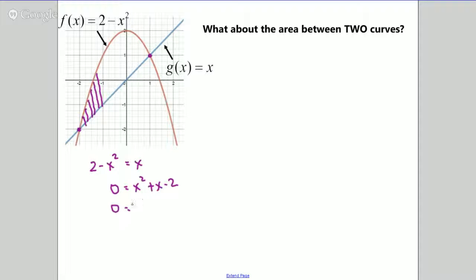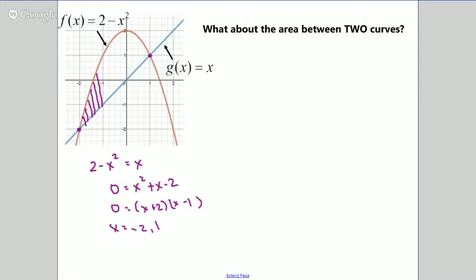So what multiplies to be -2 and adds to be +1? We would have x plus 2, x minus 1, right? So the x-coordinates of the intersection points would be -2 and 1, just like it looked like on the graph there.